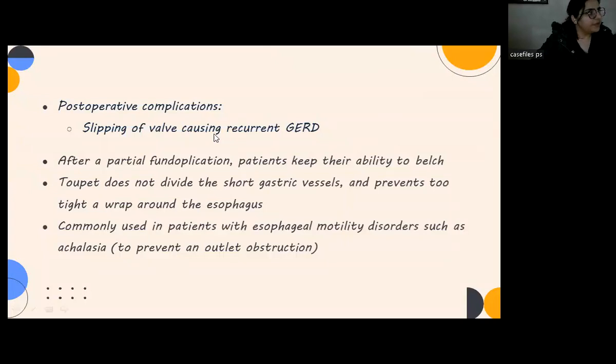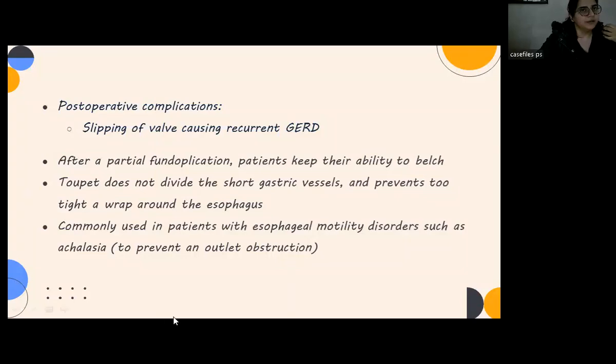Postoperative complications primarily involved in Toupet are the slipping of the valve, which causes recurrent GERD. This is the most commonly encountered one. The advantage of this over Nissen's or a complete fundoplication is that since it's a partial fundoplication, patients can still maintain the ability to belch.